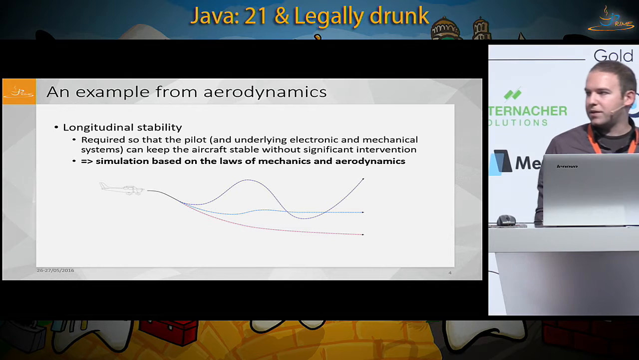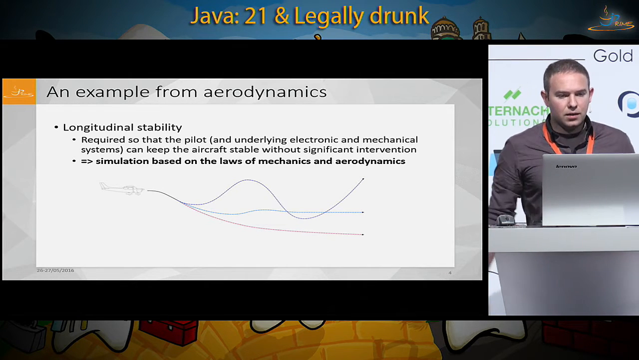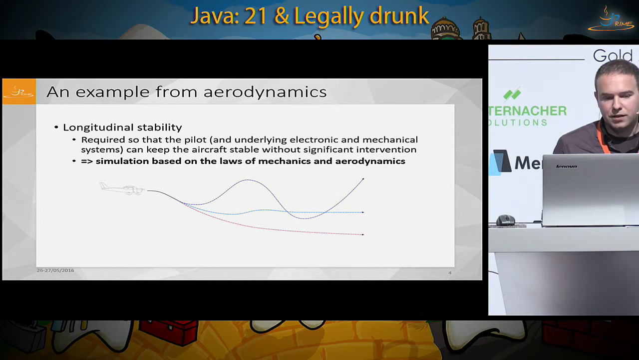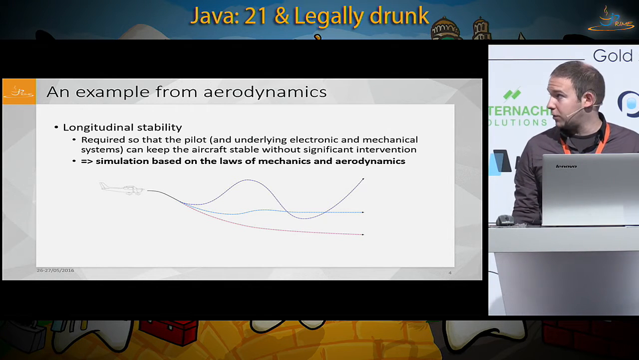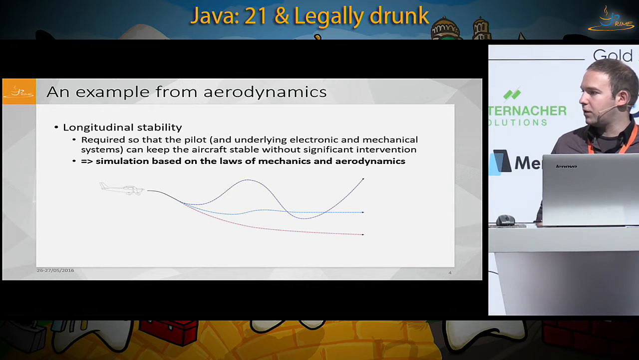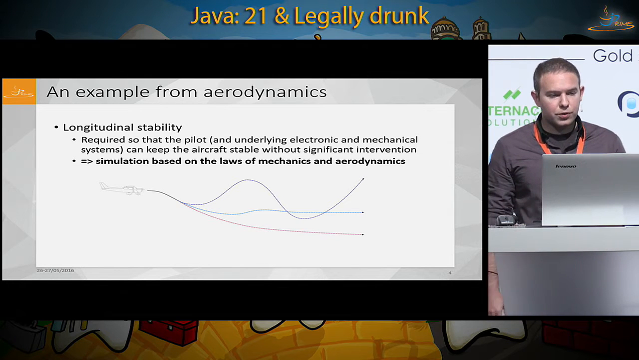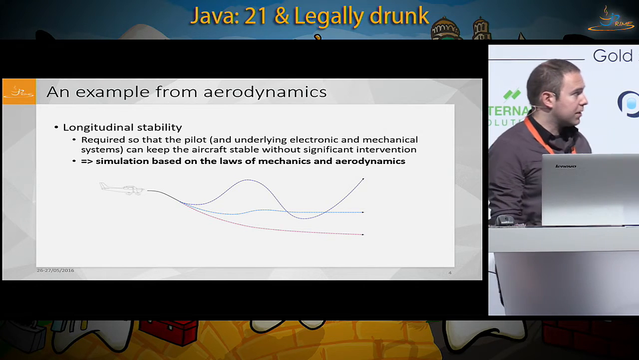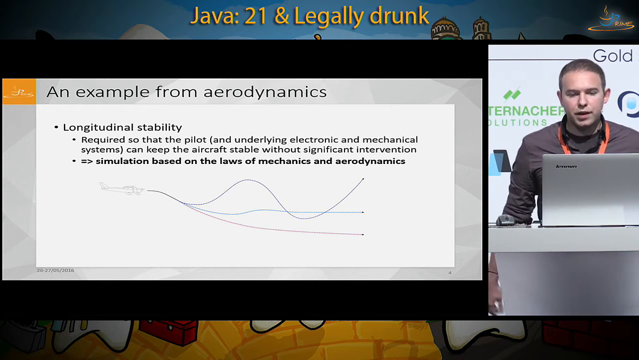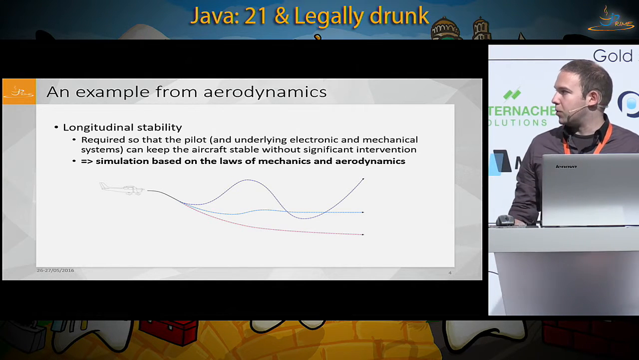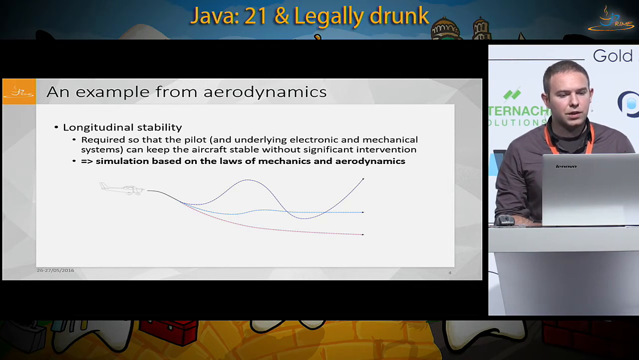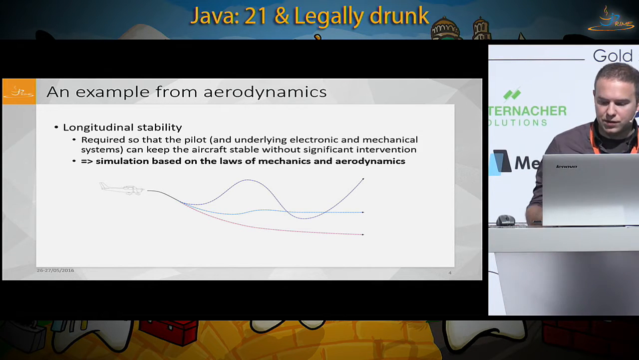Okay, let's start this presentation with an example from aerodynamics and see why mathematics can be useful. I'm going to talk here about longitudinal stability of aircraft. It's a required property of the aircraft so that the pilot and all the underlying systems that assist him do not need to spend a huge effort maintaining the aircraft in a stable position. To ensure this, the engineers write some equations and do some computer-assisted simulations, based on the laws of mechanics and fluid dynamics, to ensure that the aircraft, given an external perturbation like a gust of wind or an area of lower pressure in the air, would not flip and crash and burn. So this is very important.